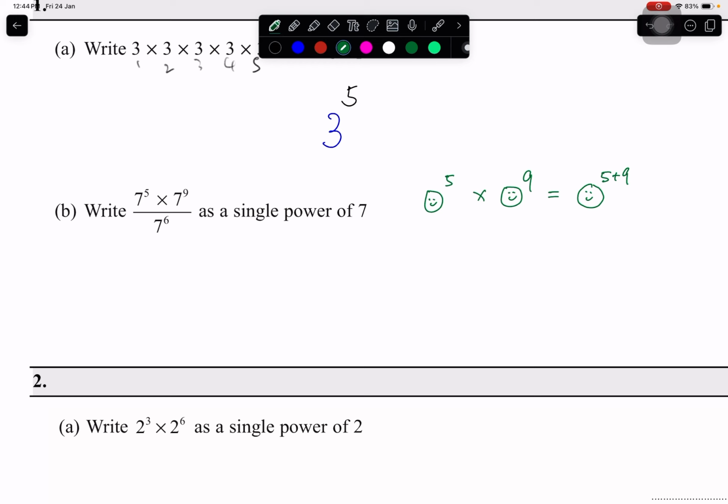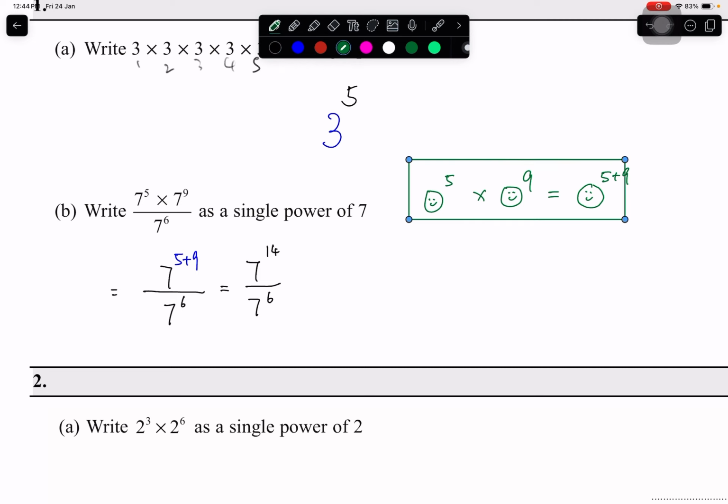So in the first place, we're going to leave the 7 to the power of 6 at the bottom, but we will have 7 to the power of 5 plus 9 on the top first. Okay? And then we simplify that, we're going to have 7 to the power of 14 over 7 to the power of 6. Now, this is the first rule, right?